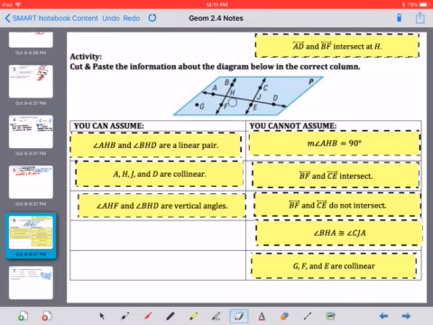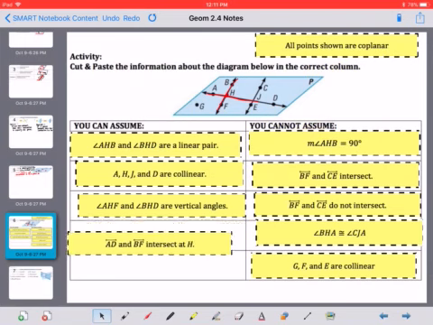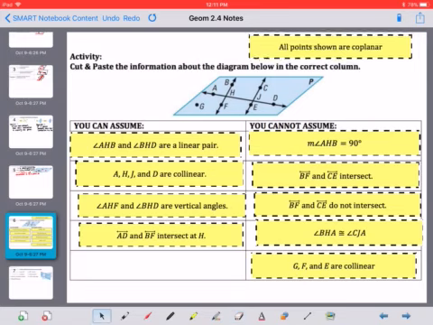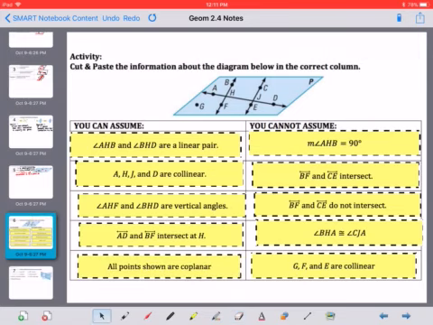Let's see, the next two must be something we can assume. Line AD and BF intersect at H. AD, BF, yes, they intersect here at H. We can assume that. And all the points shown are coplanar. Yes, they all have a point in that plane P, so they are coplanar. All right, let's look at our last set of examples.